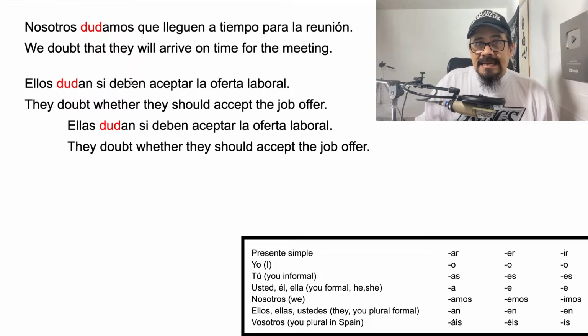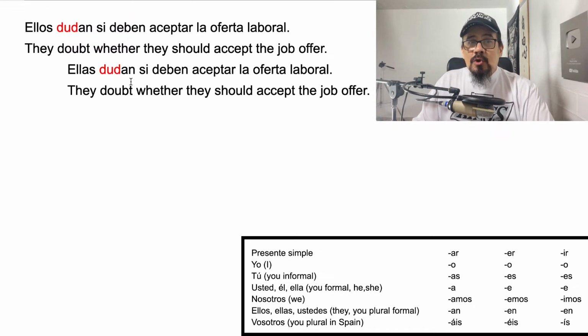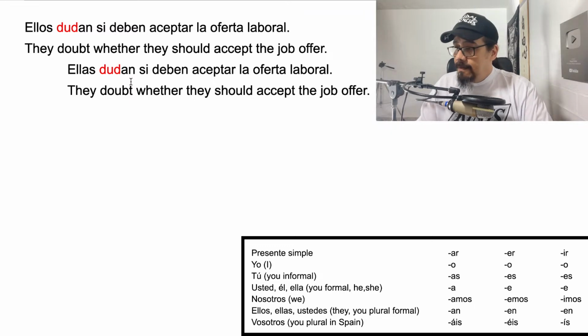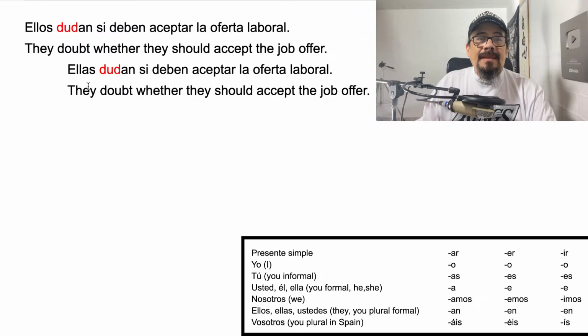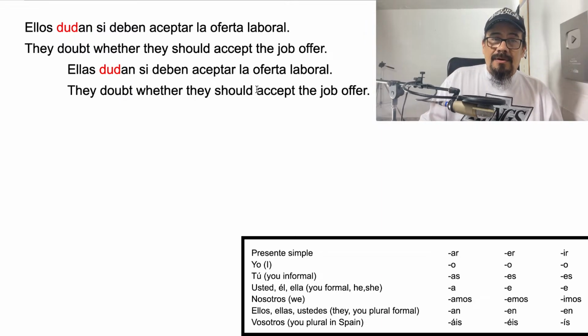Nosotros dudamos que lleguen a tiempo para la reunión. We doubt that they will arrive on time for the meeting. Ellos dudan si deben aceptar la oferta laboral. They doubt, male. Ellas dudan, same conjugation. For female, ellas dudan si deben aceptar la oferta laboral.